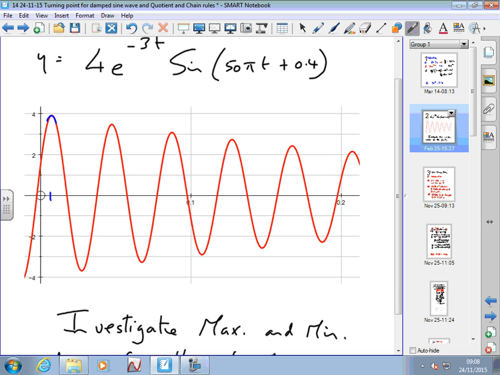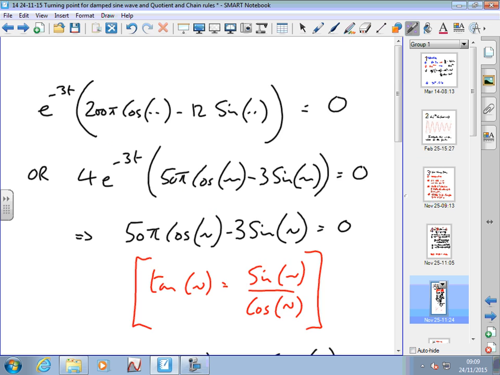But what I can do now is say, okay, if the time is 0.01, then what's the value of this function at that point? I can plug it into here, let t equal 0.01, and I'll have the value of y at that point. So we're on our way with this.